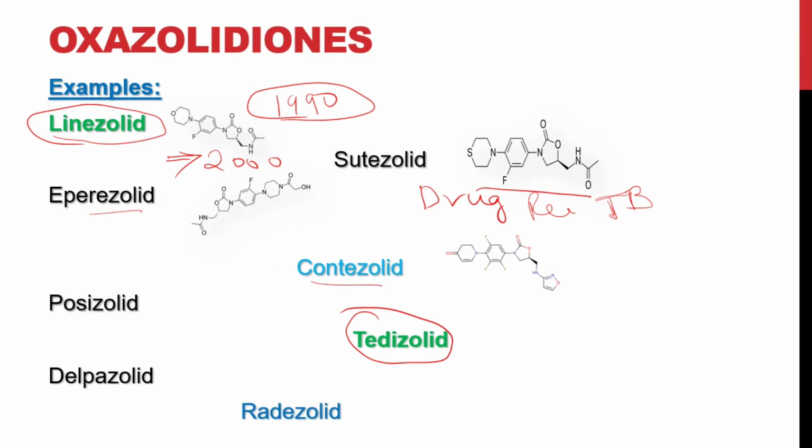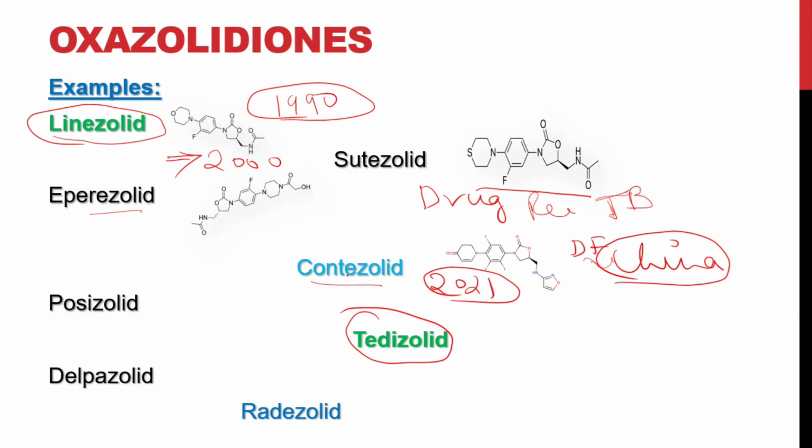And cantezolid was approved recently, in 2021. Remember one important point about cantezolid. This drug is approved by the China government, and it is studied particularly for diabetic foot ulcer conditions. It was also developed in China. This is commonly used for soft tissue infections, dermal infections, particularly in diabetic foot related conditions. And the next one is posizolid. Posizolid is another drug which is under investigation. I think this drug has a lot more to study.